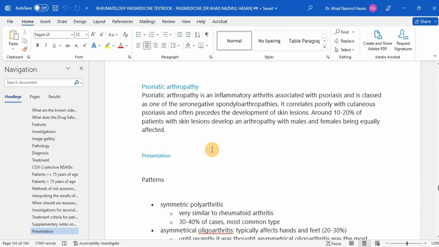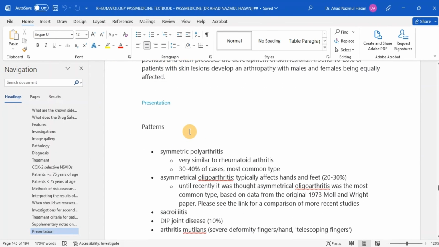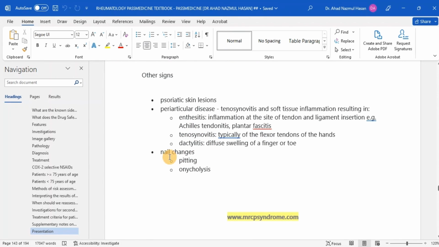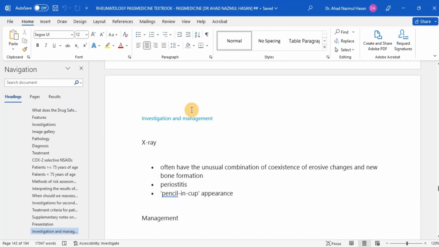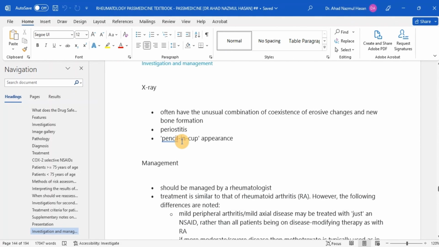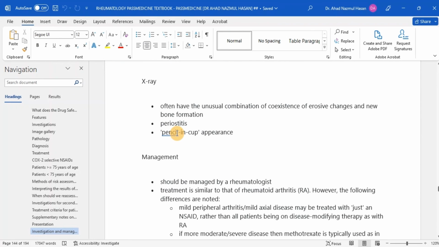Psoriatic arthropathy means the involvement of, most commonly, the DIP joint along with the features of skin involvement, that is the psoriasis. There may be nail changes. There may be a psoriatic skin lesion. And the X-ray will show the periostitis. Periostitis is highly suggestive of psoriatic arthropathy, and in advanced cases, it will give rise to the pencil-in-cup appearance.